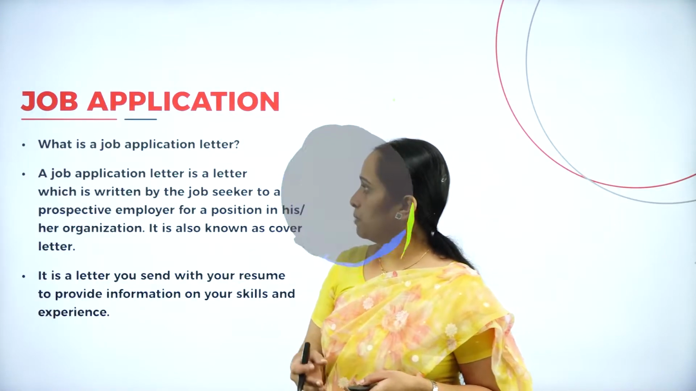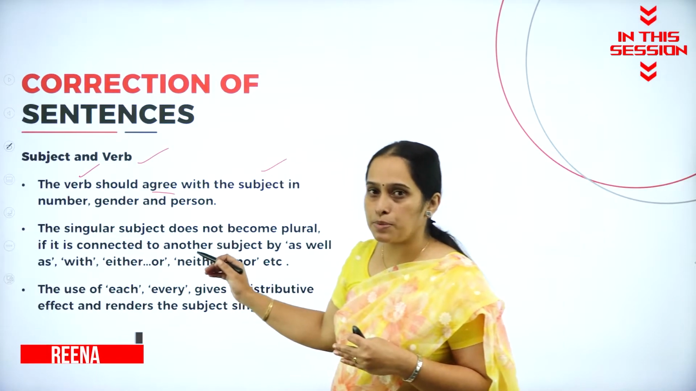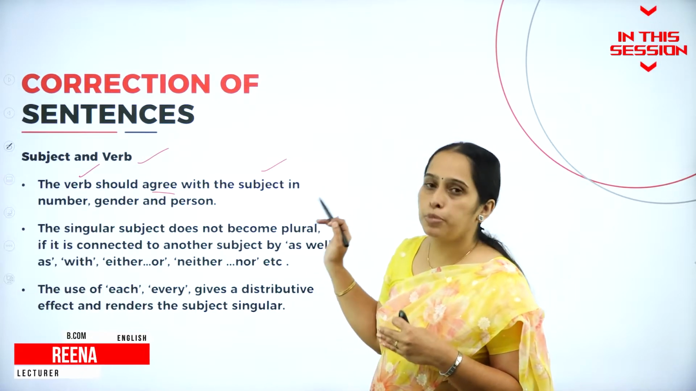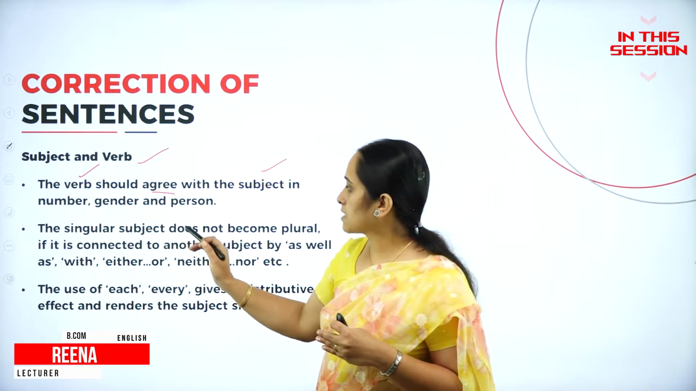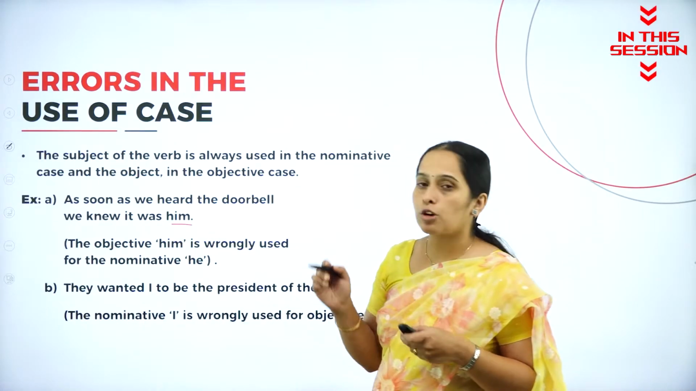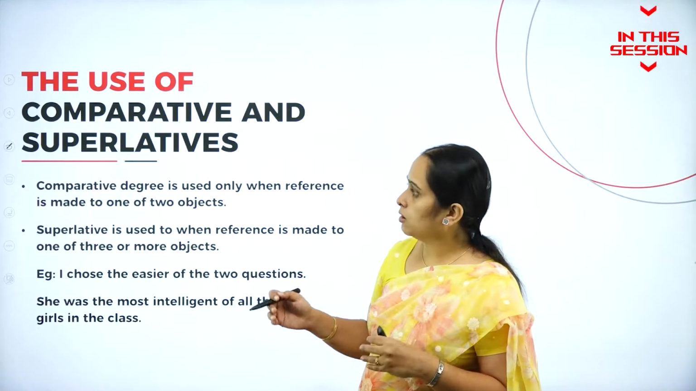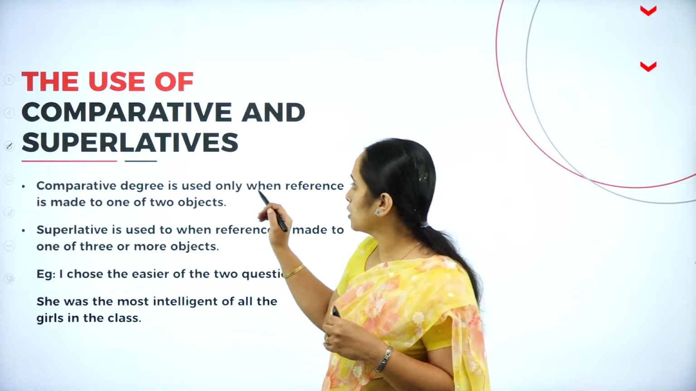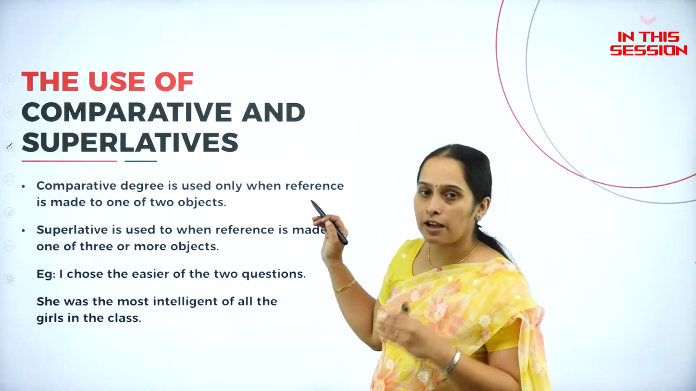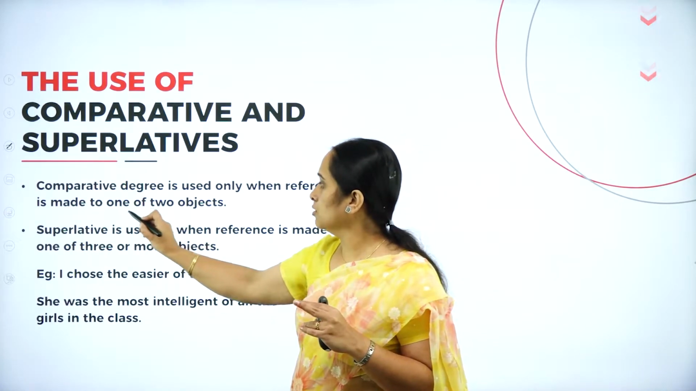So what do you mean by job application letter? The singular subject does not become plural if it is connected to another subject. So here the objective him is wrongly used for the nominative he. So comparative degree is used only when reference is made to one of two objects.